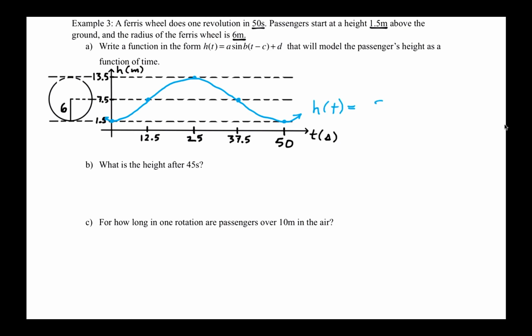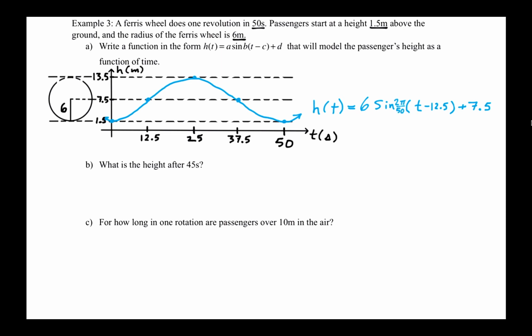And so now I can write this height function as a sine function, and just need to figure out what the a, b, c, and d values are. So I know, first of all, that it's plus 7.5 because that is the vertical displacement. I know that the amplitude is 6, which also corresponds to the radius of the Ferris wheel. I know that a sine graph usually starts at this point and goes up from there. So this point has been shifted to the right 12.5. So that's why t has been replaced with t minus 12.5.